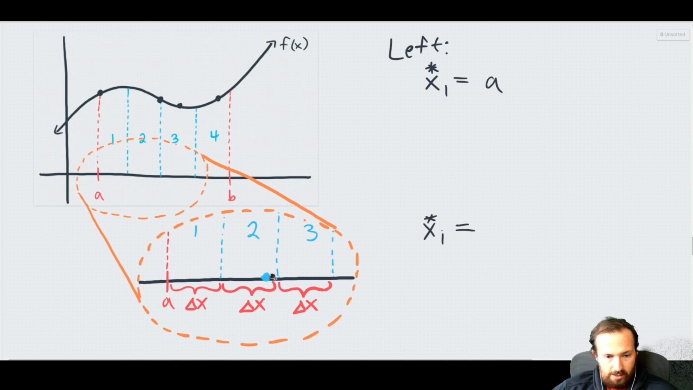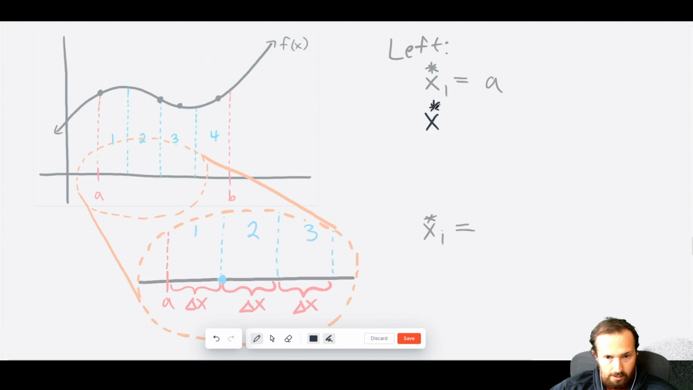Again, we can choose anything in here, but we want to choose the leftmost value. We can't go outside of the partition like that, but we do want to choose something that's furthest to the left that we can go without leaving the partition. What's that one? Hopefully it makes sense that that one is equal to A plus delta x.